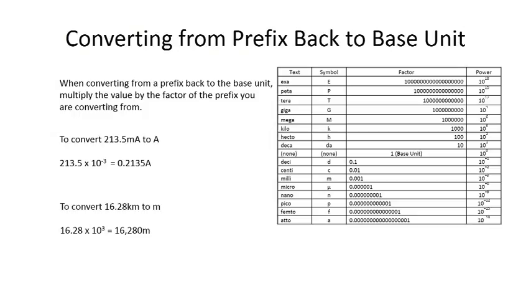Let's try another one. To convert 16.28 kilometers to meters, take 16.28 times 10 cubed, which is the factor for kilo, and you come up with 16,280 meters. If you pronounced kilometers as kilometers, pause the video and please go wash your mouth out with soap. Thank you.